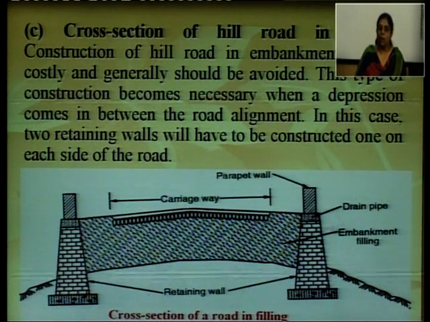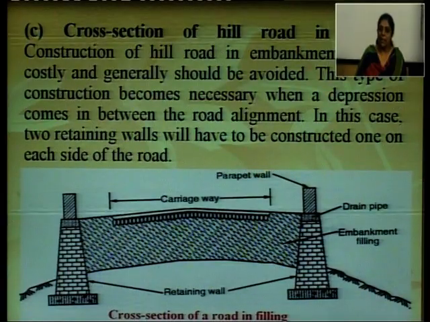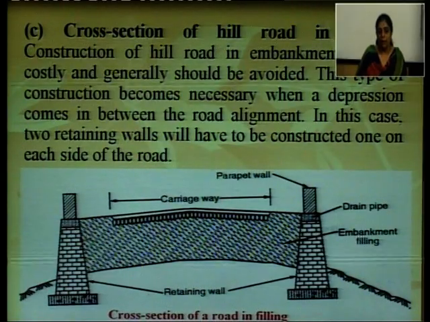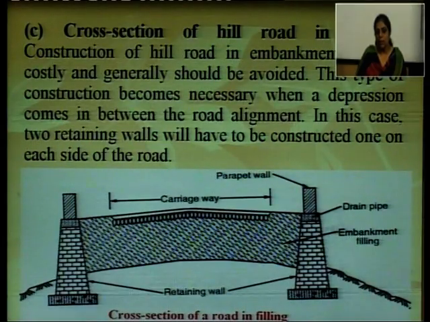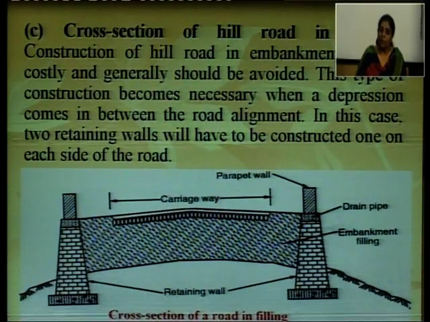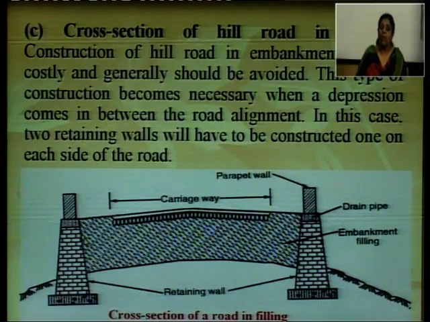Construction of hill road in embankment is very costly because so much of material is required. Now, you can see on this diagram, this is the natural slope of the hill, the natural surface of the ground. So, this whole part is in filling. So much of fill is required. This is only one cross section, must remember this is just one cross section of the road.